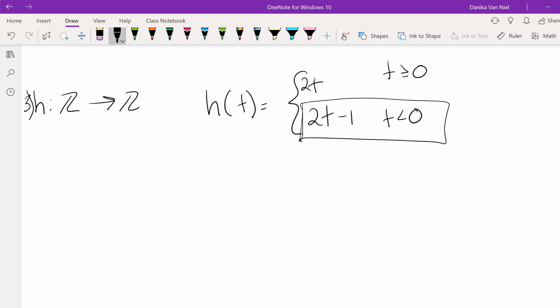That's also injective. So it is injective because, that's what it's called, a piecewise function, each of its pieces is injective. So it is injective, but it is not surjective.